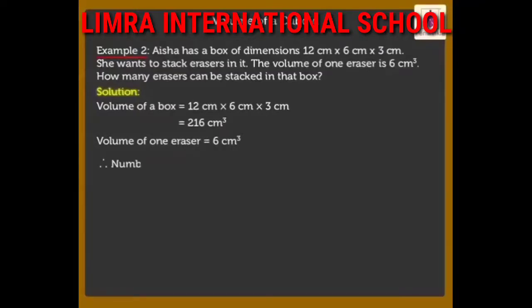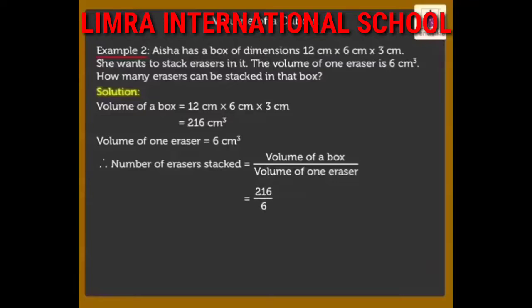Therefore, number of erasers stacked is equal to volume of the box divided by the volume of one eraser, which is equal to 216 divided by 6, which is equal to 36. Thus, 36 erasers can be stacked in Aisha's box.